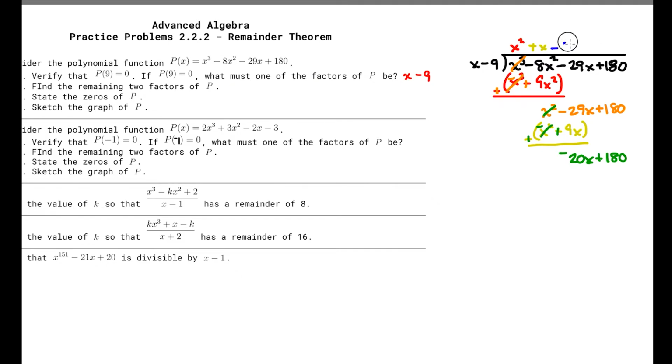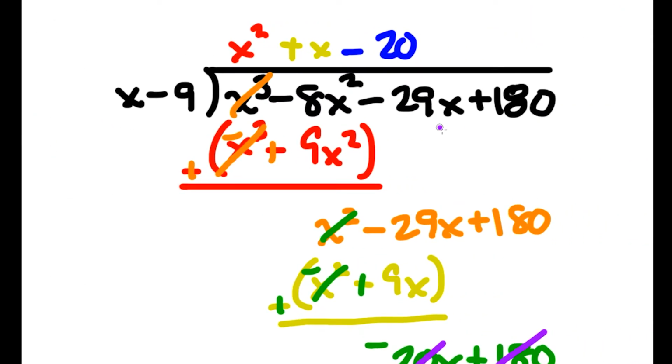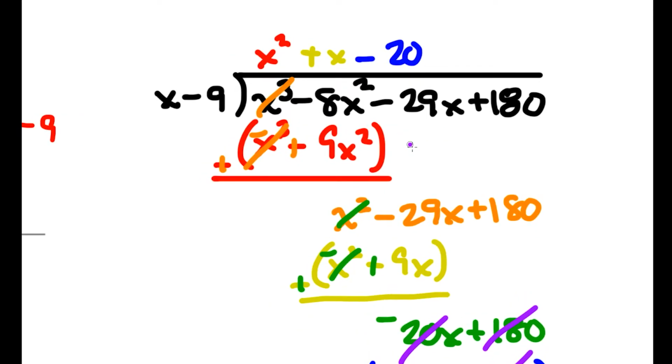We're going to do a minus 20 right here, so then you're going to be left with negative 20x plus 180, and you can see this is going to cancel everything out, and you're going to be left with no remainder, which shows that x minus 9 was a factor. Okay. What's awesome about this, though, is that now we have another expression right here, this x squared plus x minus 20. Now essentially that is where our other two factors are going to be in that equation.